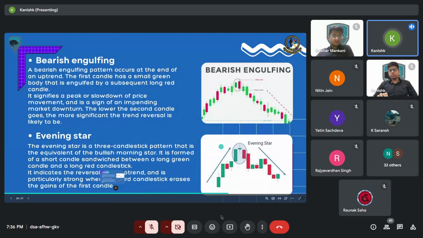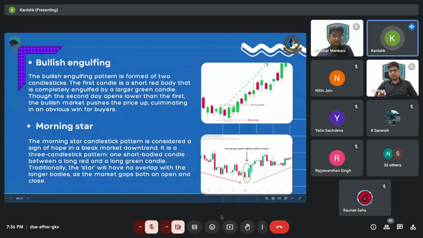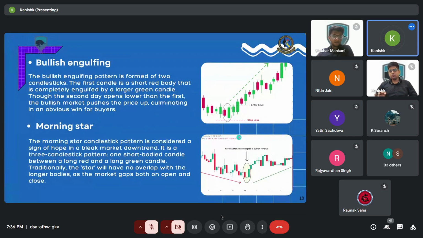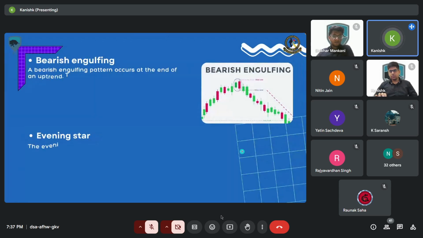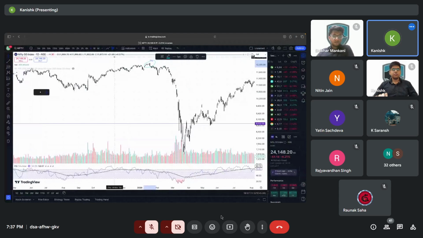So we looked into the morning star pattern. You can see the morning star pattern here. This is exactly the opposite of that pattern. So now let's find it on the Nifty chart.